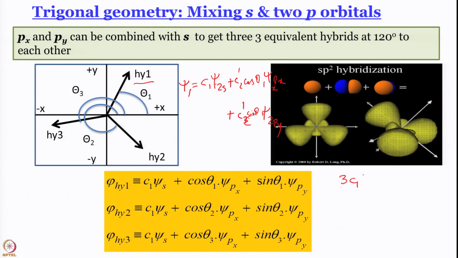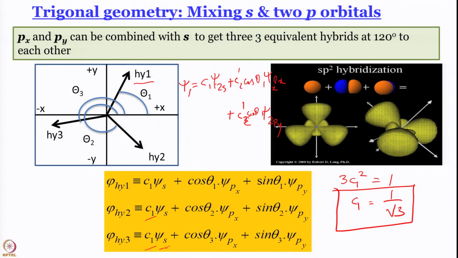I hope it is not very difficult for you if I write 3 C1 square is equal to 1, because see, C1 square is the contribution of this s orbital in the first wave function. C2 square is a contribution of psi 2s in the second hybrid wave function. This, again, C1 square is the contribution of psi 2s in the third hybrid wave function. So, the total contribution has to be 1 because there is 1 2s orbital. So, 3 C1 square equal to 1. So, C1 is equal to 1 by root 3.